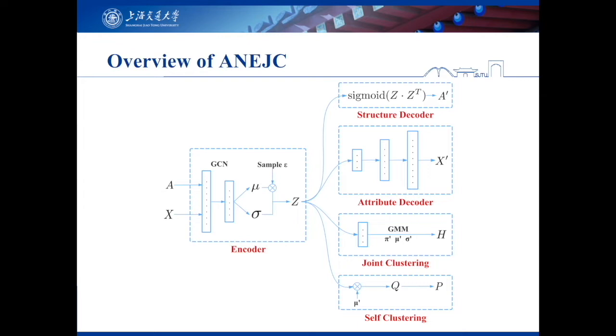In the joint clustering part, GMM is used to cluster embedding Z, and modularity maximization is used to cluster network structure. In the self-clustering part, the divergence of the soft assignment distribution Q and an auxiliary distribution P is iteratively minimized. Then I introduce them separately.